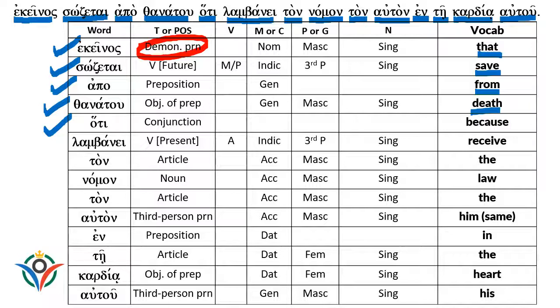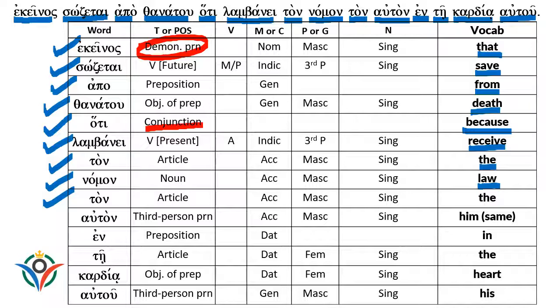Then we have hoti, which is our conjunction. And from our vocab, we know that it means because. Then we have our second verb, lambanei. It's present tense, active, indicative, third person singular, which means receive. Then we have ton, our article. It's in the accusative case, masculine gender, singular, means the. Then we have nomon. It's our noun, accusative, masculine singular, which means law.